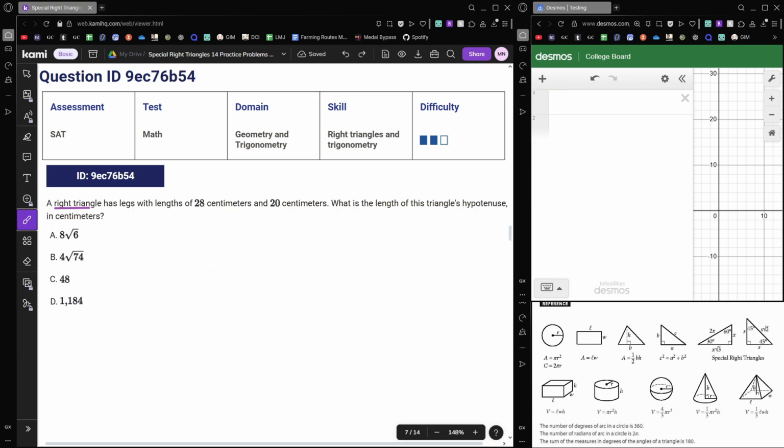Question number 7. A right triangle has legs with lengths of 28 centimeters and 20 centimeters. What is the length of this triangle's hypotenuse in centimeters? Oh my goodness, we have another right triangle. So we have a right angle here. We know that it has side lengths of 28 centimeters and 20 centimeters.